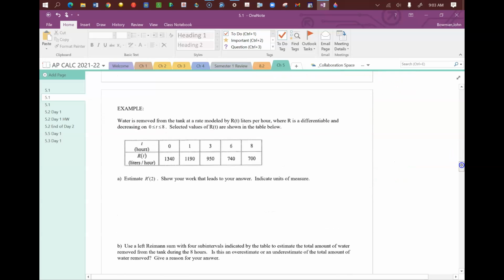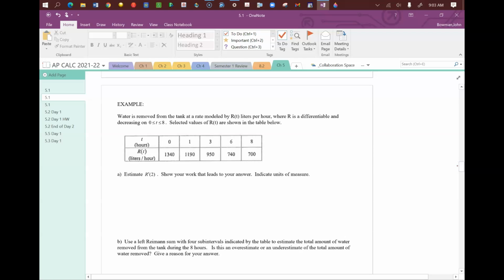So we're going to finish up with a couple of examples here, and then we will work on homework in class. So here's an example. Water is removed from the tank at a rate modeled by R of t liters per hour, where R is differentiable and decreasing on the closed interval from 0 to 8. Selected values of R of t are shown in the table below. Estimate R prime of 2.